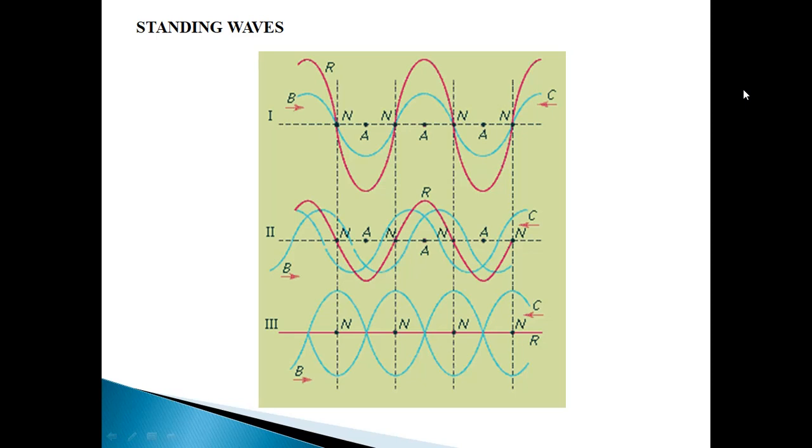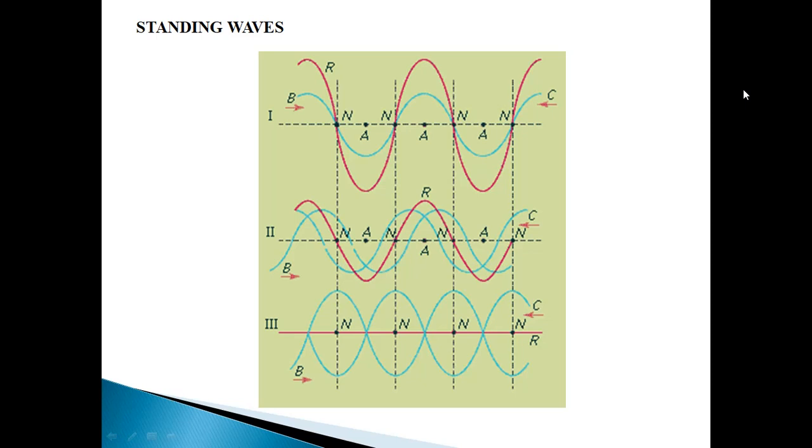Now when the crest comes over crest and the trough comes over trough, we get maximum amplitude, as you see in the first part. Those positions are called antinodes, and they are represented by the letter A. But points of minimum amplitude are represented by N, and they are called nodes.